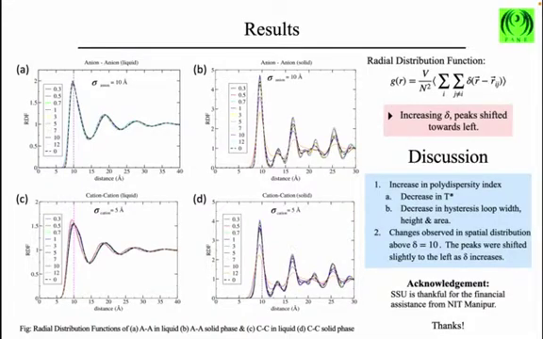Here, the spatial ordering is studied by plotting a radial distribution function. The radial distribution function is defined by this equation on the right, and here we plotted the anion and cation radial distribution function for both liquid and solid phases. Here from these curves we see that on increasing the polydispersity index, the peaks of the radial distribution function shifted slightly to the left.